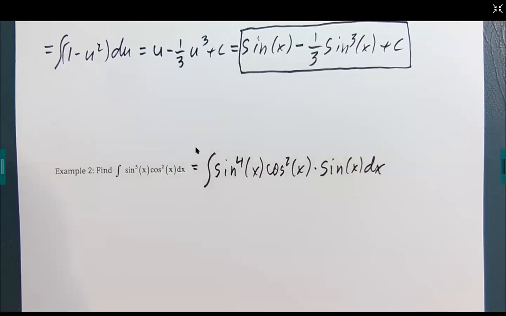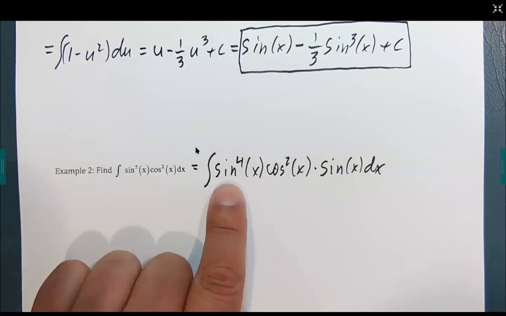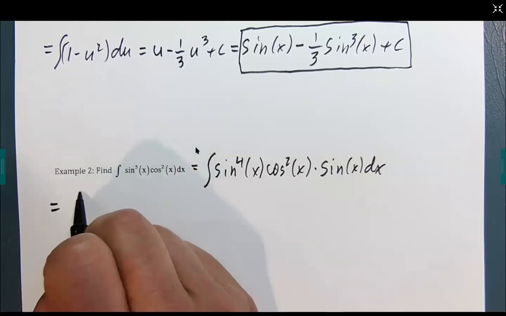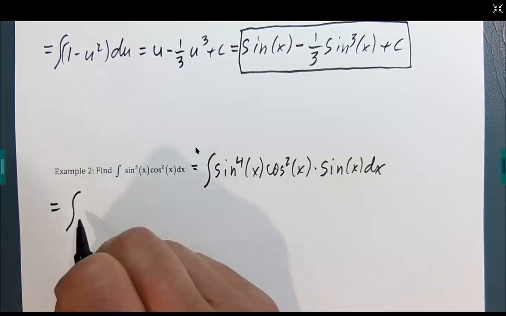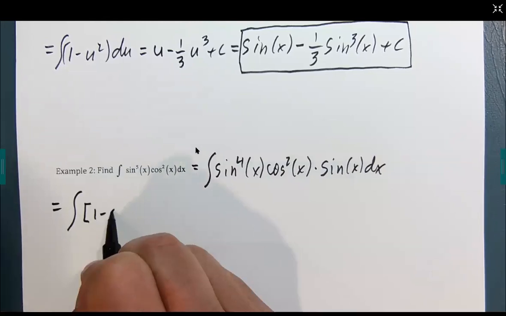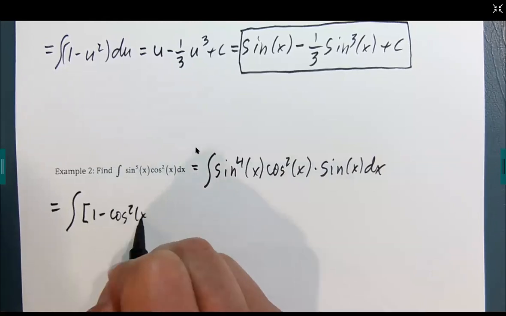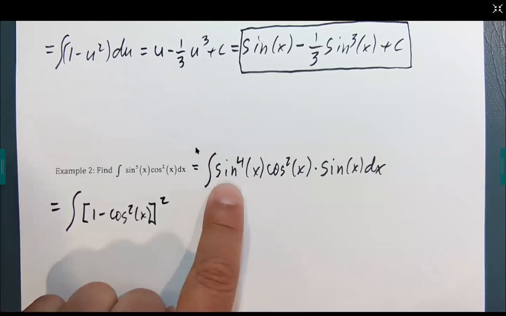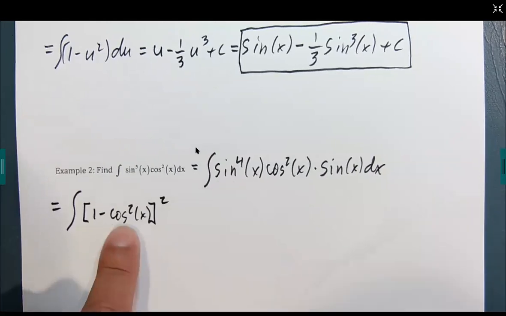And what I'm going to do now is transform this, again, using a Pythagorean identity. This is going to be 1 minus cosine squared x squared. So that's like sine squared squared. So there's my sine squared squared.